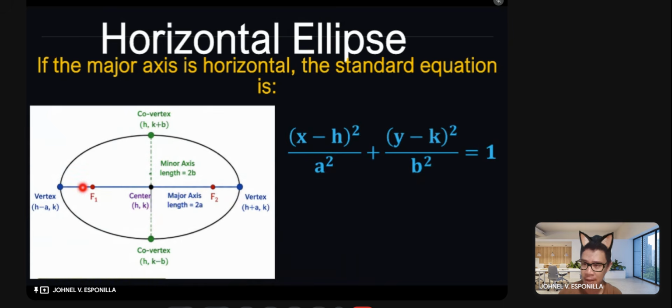Okay, so yung formula po ng vertex natin is h plus minus a, k. Then we have the co-vertex h, k plus minus b naman. Okay, for the points of the co-vertices.